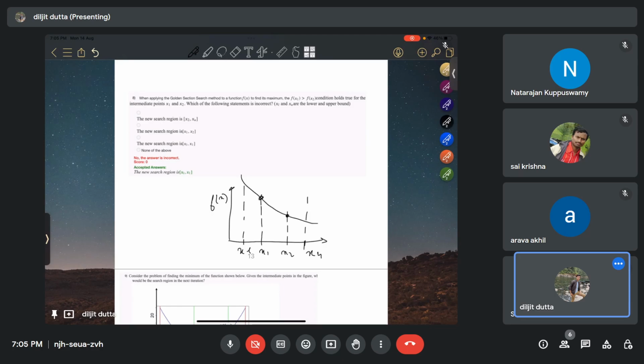So the new search region will be in this region. We will have to eliminate this region. We have to find the incorrect statement. The incorrect statement is that the new search region is between xl and x1. So no, this is not true. This will be the region that is eliminated, not the new search region. So it is option C. The new search region will be in this region.